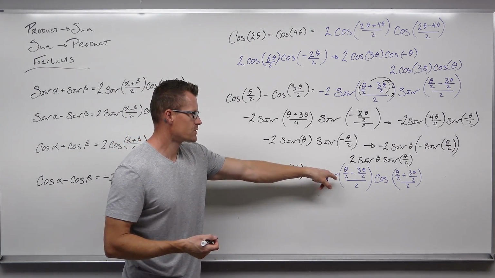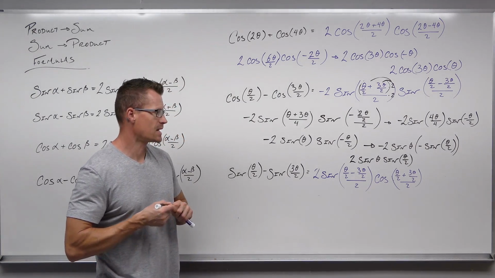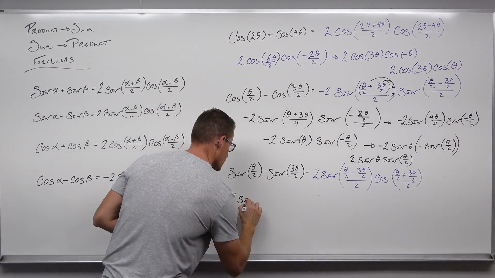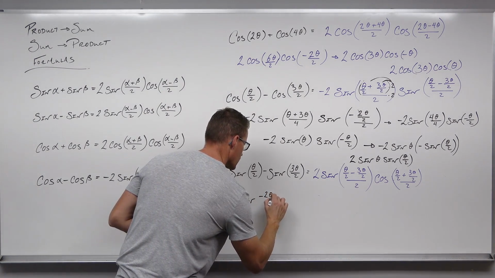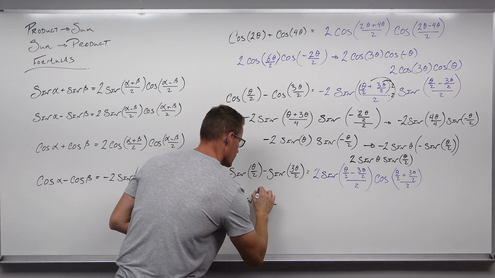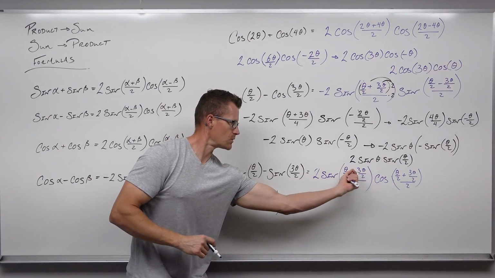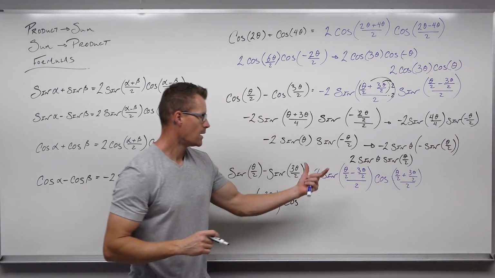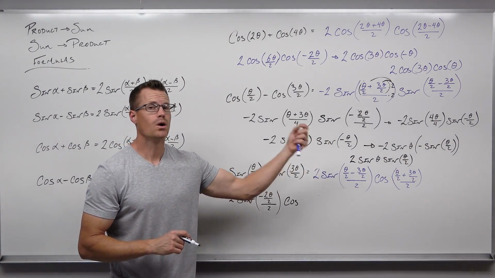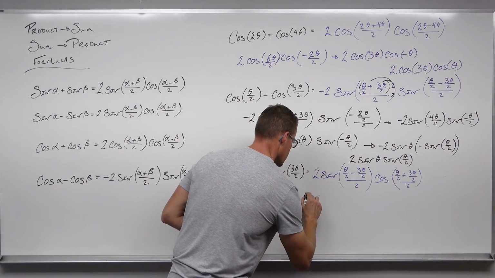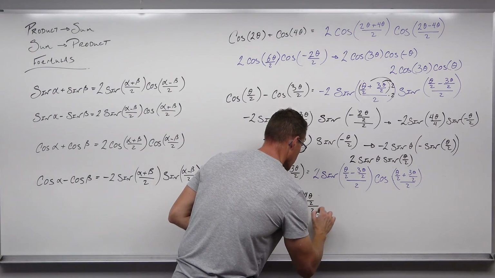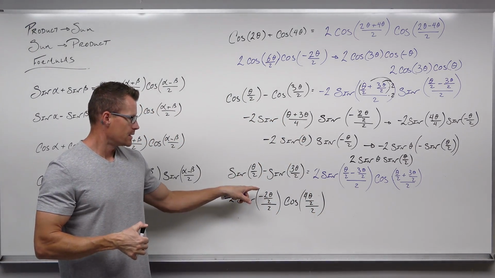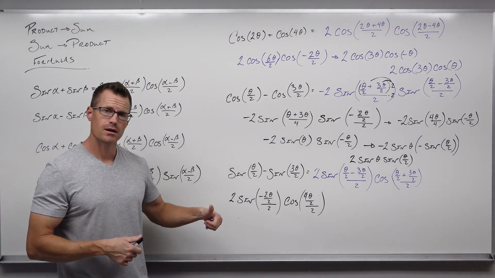So theta over 2 minus 3 theta over 2 is negative 2 theta over 2. So negative 2 theta over 2 all over 2 still. And then we'll have 4 theta over 2 all over 2. And fortunately, we can simplify that. Negative 2 theta over 2 is negative theta over 2.